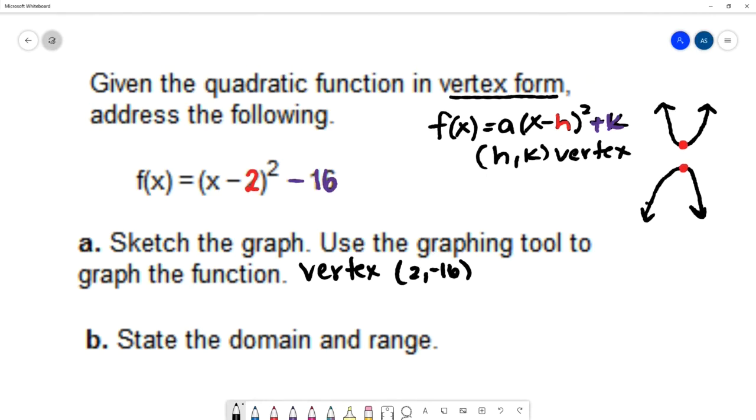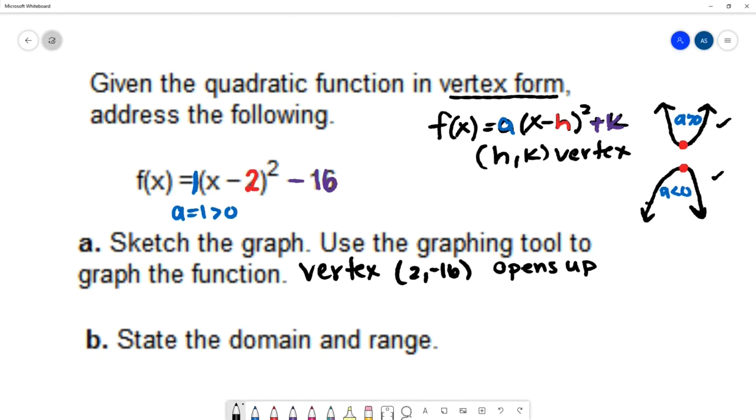The next thing that's really helpful in sketching the graph is knowing whether your parabola is going to be facing up or facing down. And you can determine that using the value of a. Anytime a is greater than 0, your parabola faces up. Anytime a is less than 0, it faces down or opens down. So we look to the coefficient here. In front of the parentheses, we have a 1, and since a is equal to 1, and that's a positive value, we know that this parabola opens up.